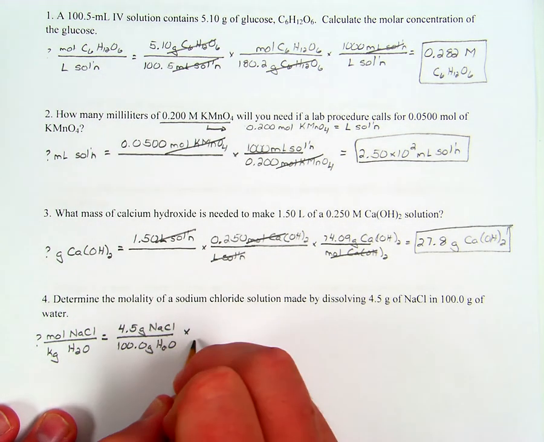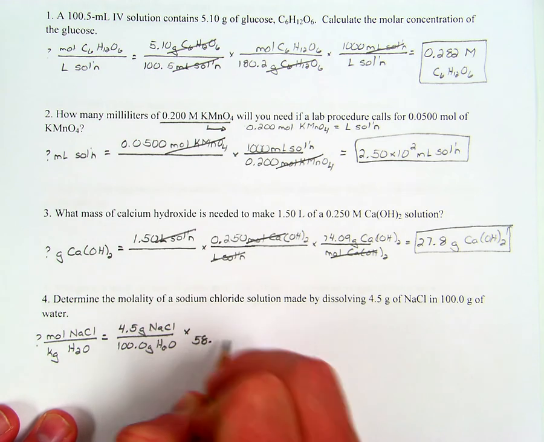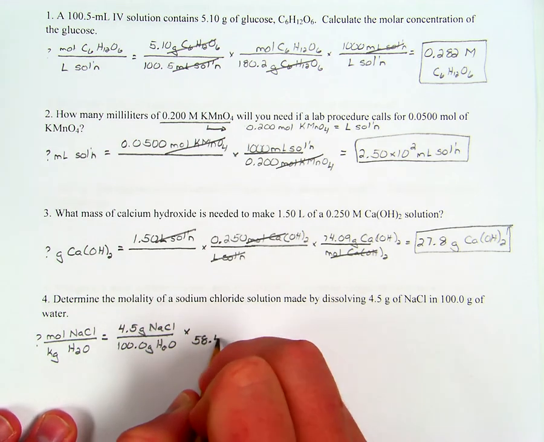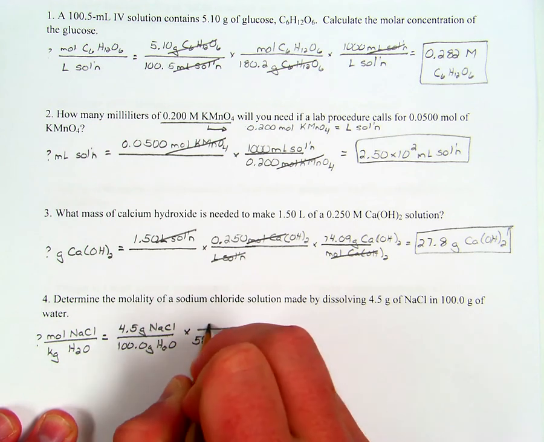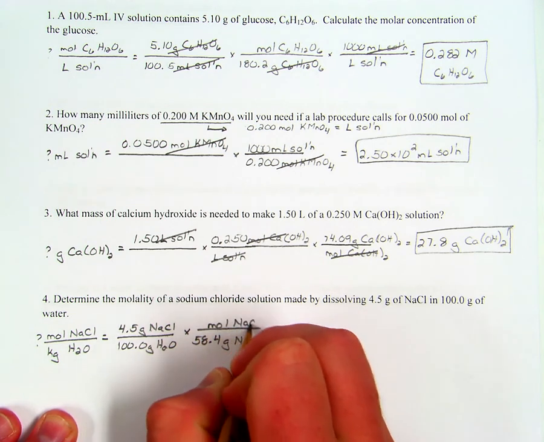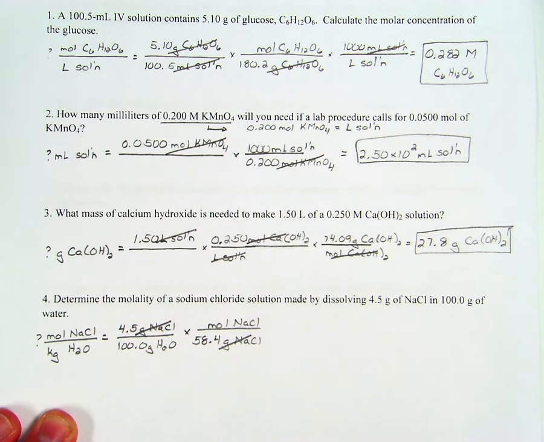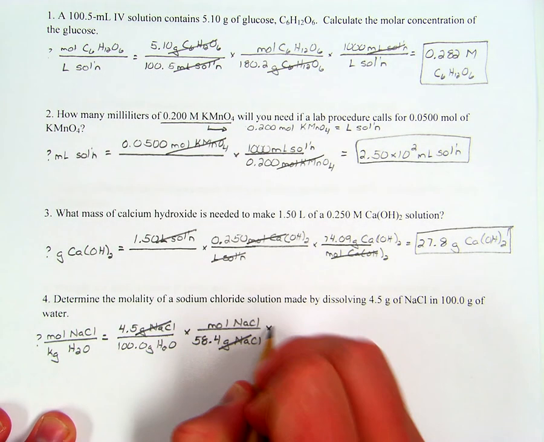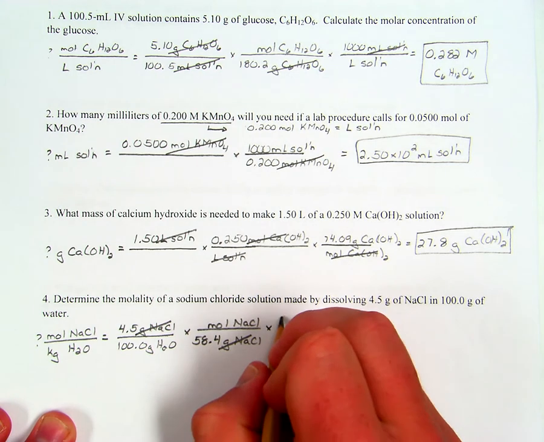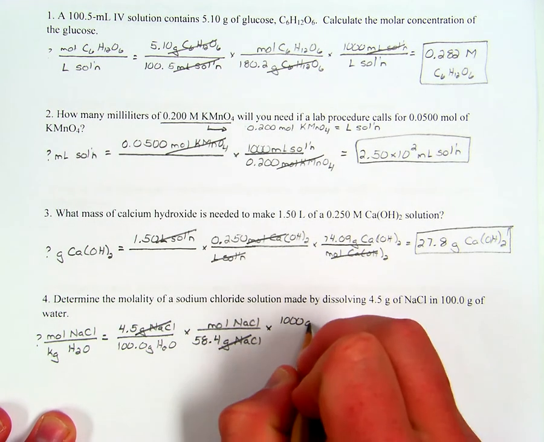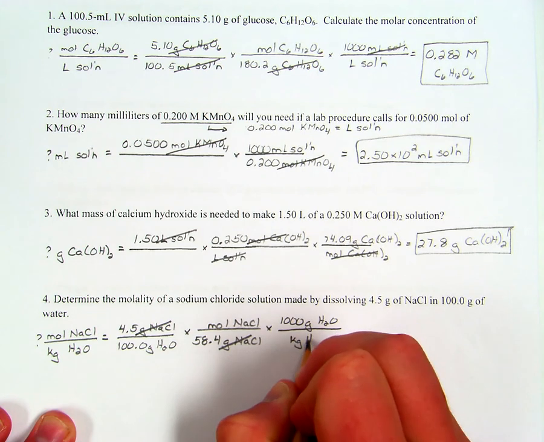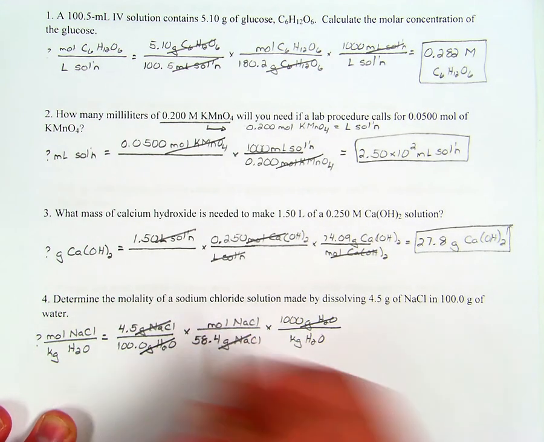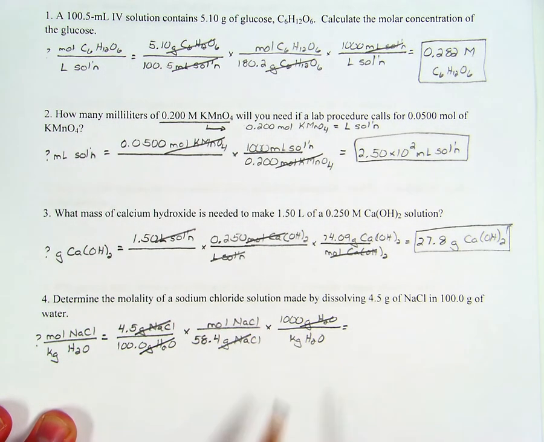58.4 grams NaCl per mole NaCl. Grams cancel. We're left with moles. So that conversion I've done. I have moles in the numerator. And then I still need to convert from grams to kilograms, so I can do that here. There are 1,000 grams of water in every kilogram of water. And you notice our units now are moles of sodium chloride per kilogram of water, so that is exactly what we're looking for there.